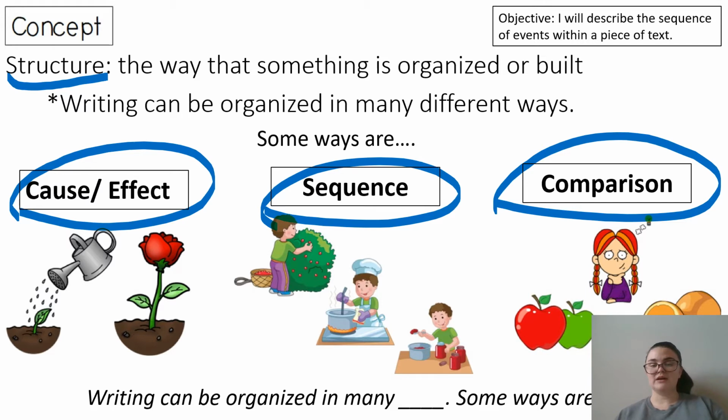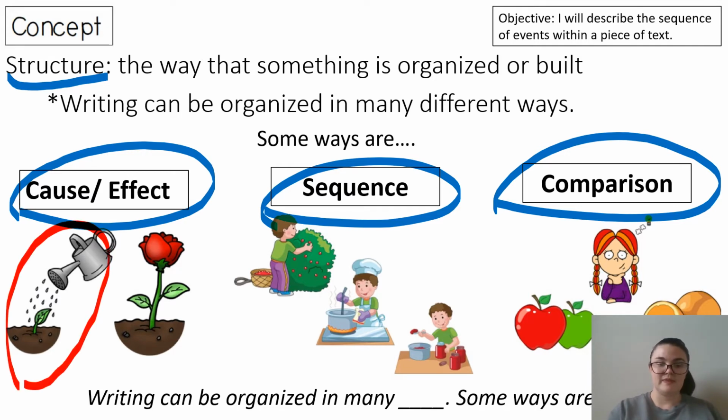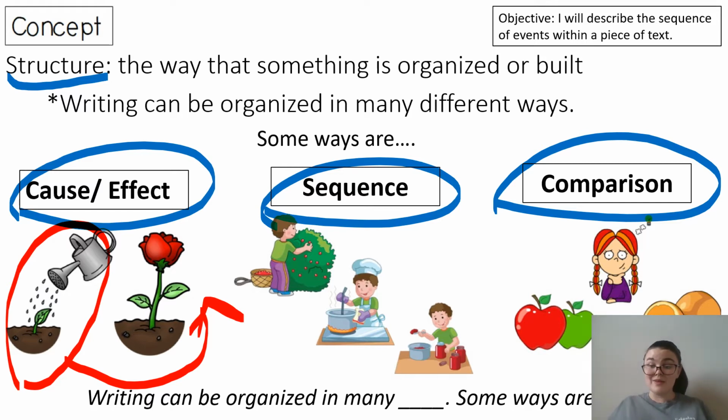So when we have cause and effect writing, that is like saying, first this happens, and then it causes this to happen. So because this first thing happens, another thing can take place. That's like saying, because the gardener watered his plants, they grew into beautiful roses, right? The reason that the roses grew is because the gardener took care of them. So that's an example of cause and effect.